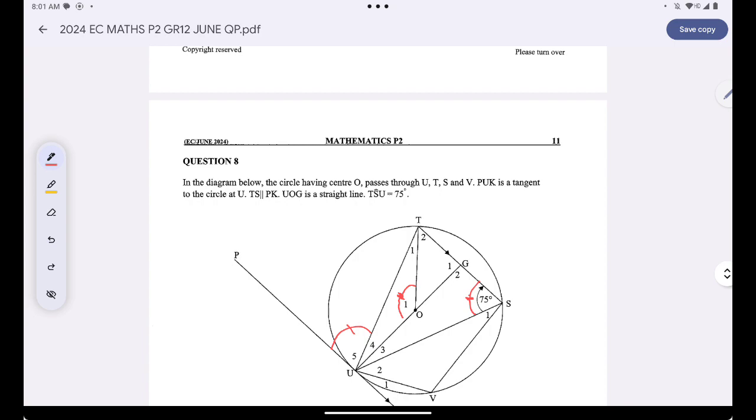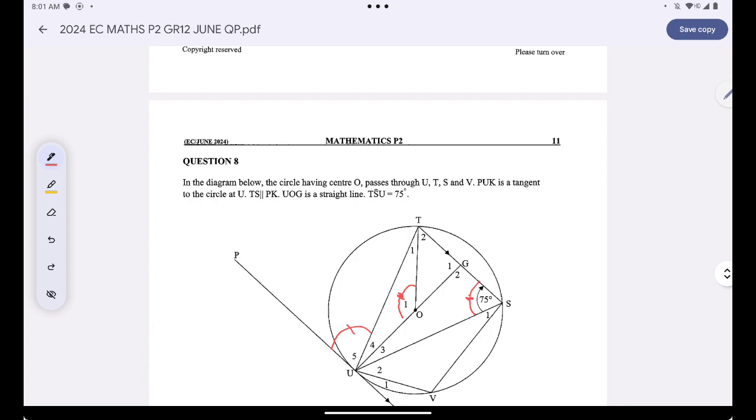Are we together? And another angle which is equal to 75, since we are told that TS and PK are parallel to one another. Whenever you're told that you have parallel lines, you need to look at 3 sets of angles. Firstly, look for corresponding angles. If they're not there, it's okay. Look for co-interior angles. If they're not there, look for alternating angles. One of the 3 or 2 of the 3 will be there immediately whenever they talk about parallel lines.